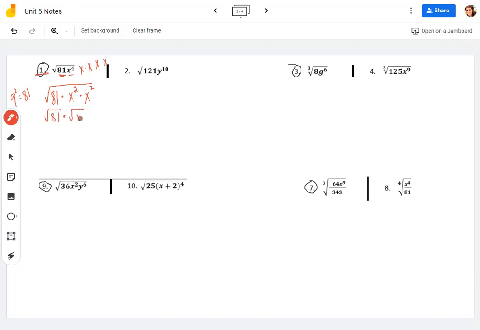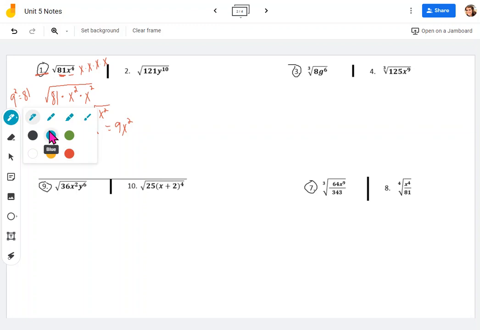So I can even break it up further and see that the square root of 81 is 9. The square root of x squared is x, and the square root of x squared is x. So my answer would be 9x squared.